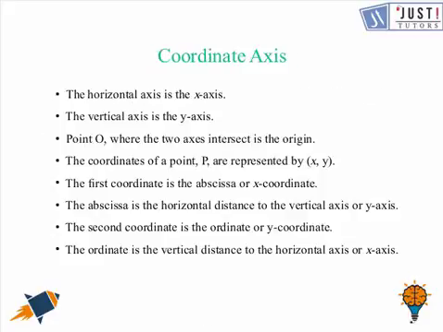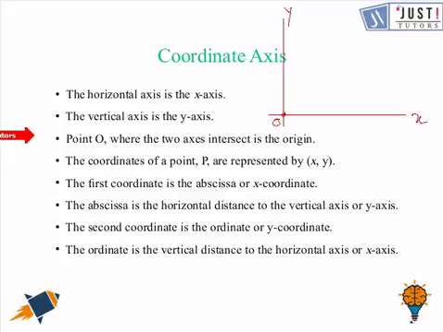Then we have coordinate axis. The horizontal axis is the x-axis, so we have this one here. That's the x-axis. And then the vertical axis is the y-axis. So this one is x, let's write x there, and the vertical one is y. And where both the axes intersect, that is the origin, and it is represented by O.